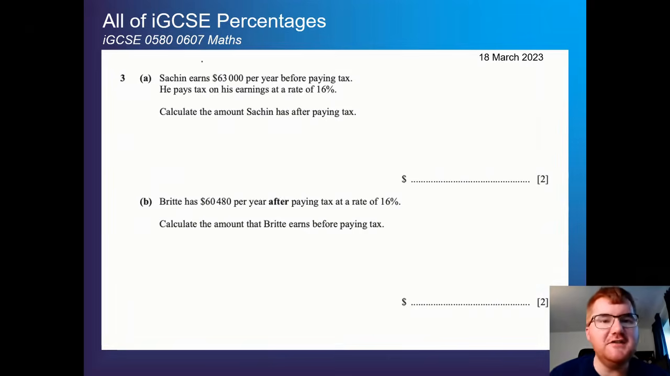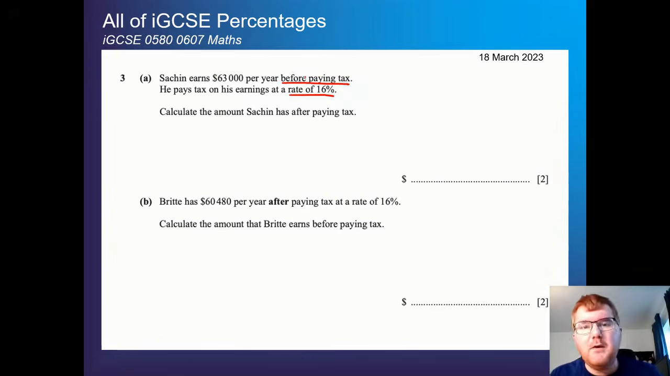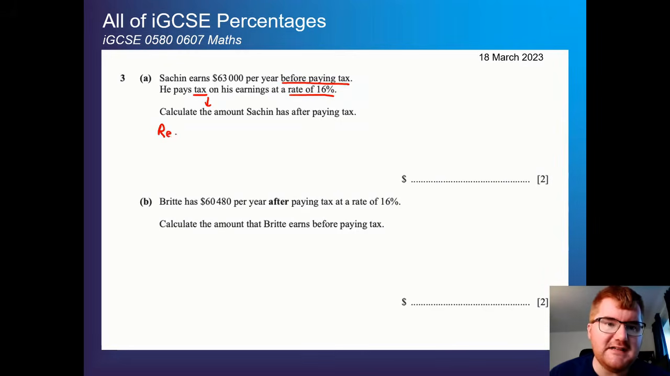So Sachin earns $63,000 per year before paying tax, and he pays tax on his earnings at a rate of 16%. We need to work out the amount that Sachin has after paying tax. So essentially he's got this $63,000, and then we want to reduce, because remember tax is a reduction of 16%. So to translate this into a standard calculation, we want to reduce $63,000 by 16%.